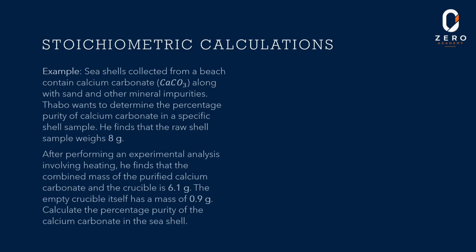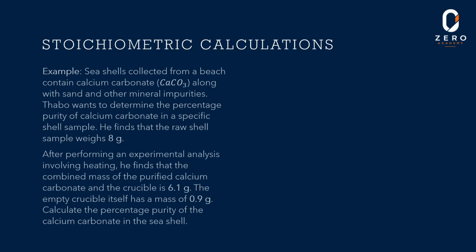Now let's take a look at an example. Seashells collected from a beach contain calcium carbonate along with sand and other mineral impurities. Tabo wants to determine the percentage purity of calcium carbonate in a specific shell sample. He finds that the raw shell sample weighs 8 grams. After performing an experimental analysis involving heating, he finds that the combined mass of purified calcium carbonate and the crucible is 6,1 grams. The empty crucible itself has a mass of 0,9 grams. Calculate the percentage purity of the calcium carbonate in the seashell.